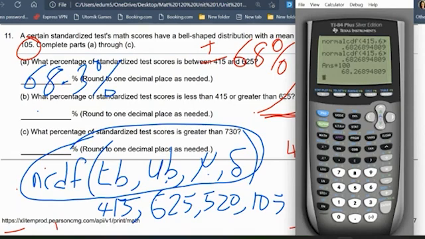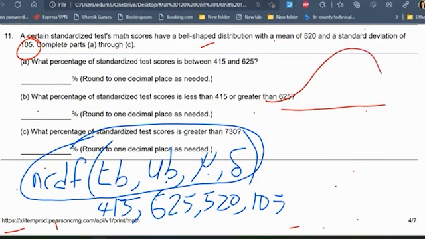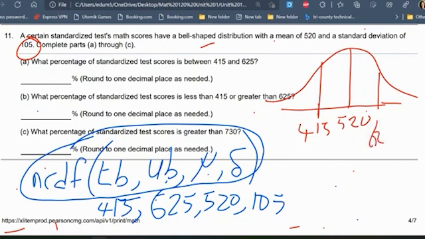Question B. What percentage of standardized test scores is less than? All right, so this is the normal curve with the mean of 520, and the lower bound is 415. I'm going to standardize all of them. The upper bound is 625, and the standard deviation is 105.